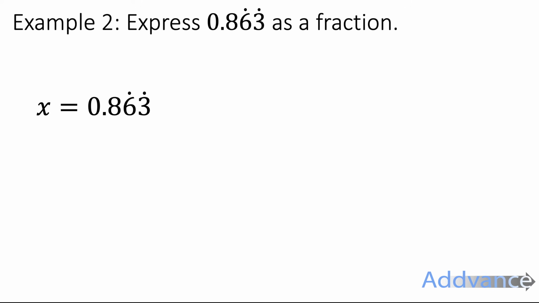Let's do a harder example now. So this is 0.863 recurring, where the 6 and the 3 recur. The 8 does not recur, so it does look like this, 0.863636363. And the dots above the 6 and the dots above the 3 mean that only the 6 and the 3 recur.